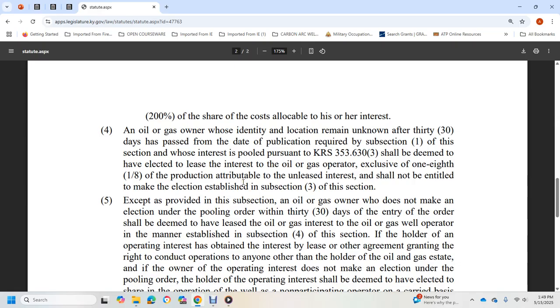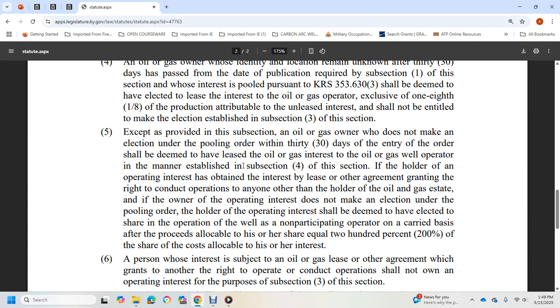An oil and gas owner whose location remains unknown after 30 days have passed from the date of the publication required in subsection 1 of this section, with the pooling under Kentucky Revised Statute 353.633, is deemed to have elected to lease the interest to the oil and gas operator, exclusive of 1/8 of the production attributable to the unleased interest, and shall not be entitled to make the election established in subsection 3 of this section, except as provided in this section.